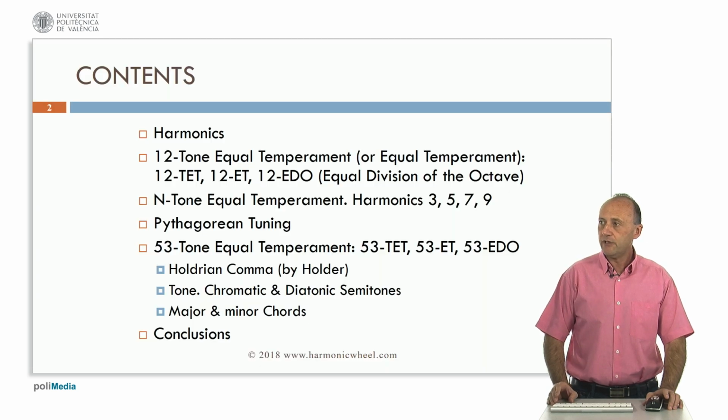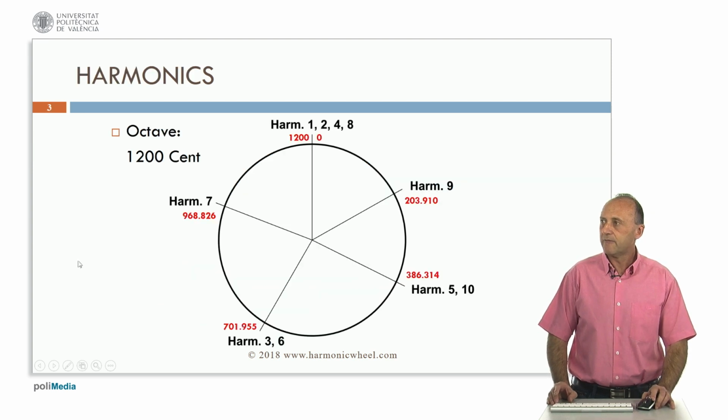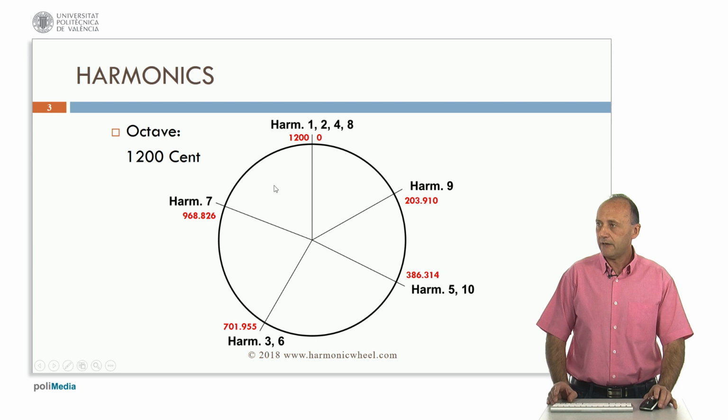We will review the harmonics, the 12-tone equal temperament, and then we will study the equal temperament with n notes and how they match the first harmonics 3, 5, 7, 9. Then we will consider the Pythagorean tuning and the 53-tone equal temperament with the Holdrian comma by Holder, and the tone, the chromatic and diatonic semitones, and major and minor chords. Finally, some conclusions.